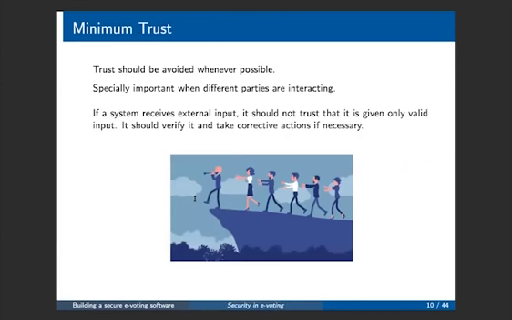Minimum trust. It's not that we are against trust, but we should see trust as something that should be gained. You don't want to take it for granted. You want to check that everything is all right before starting to trust it. For instance, when a few parties are interacting, and one party gets input from another party, we don't want it to just trust that it's going to get only valid input. We want to check all input, and if it's not valid, take the necessary measures.